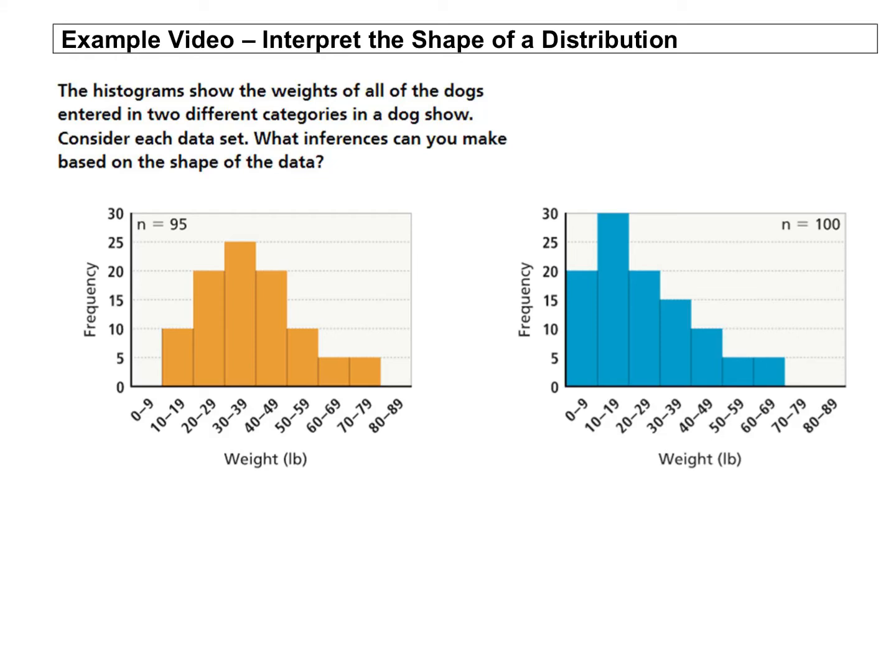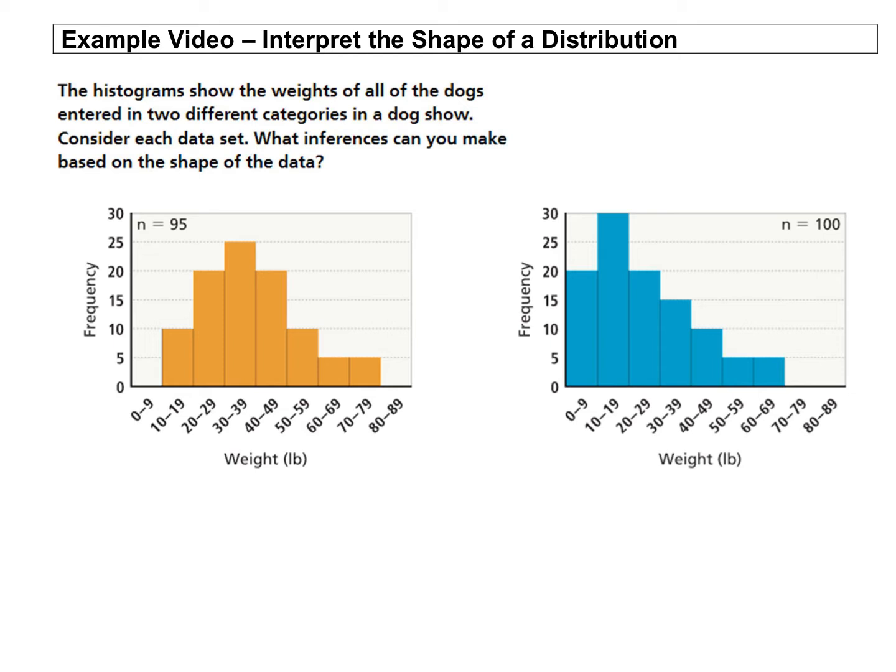All right, our first example, we are just going to interpret the shape of a distribution. So the histograms show the weights of all the dogs entered in two different categories in a dog show. Consider each data set. What inferences can you make based on the shape of the data?